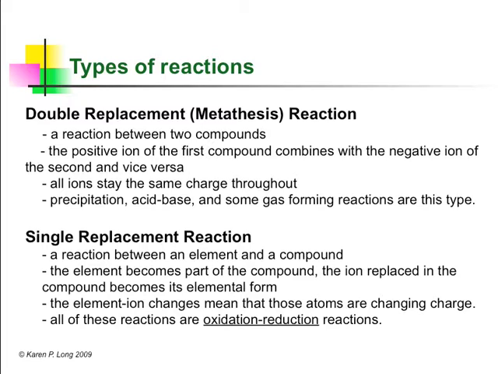In a single replacement or single displacement reaction, the element becomes part of the compound, and the ion replaced in the compound becomes its elemental form. Because the atoms interchanging between element and ion form are changing charge, this is an oxidation-reduction reaction. In other words, electrons are gained or lost. Not all oxidation-reduction reactions are single replacement reactions, but single replacement reactions are always oxidation-reduction.